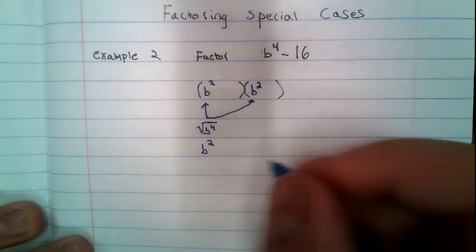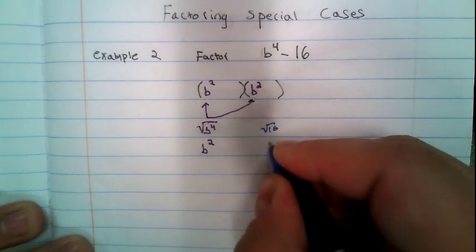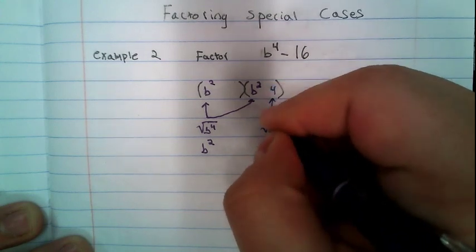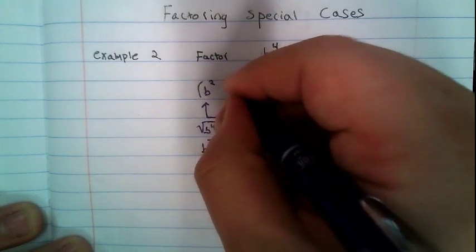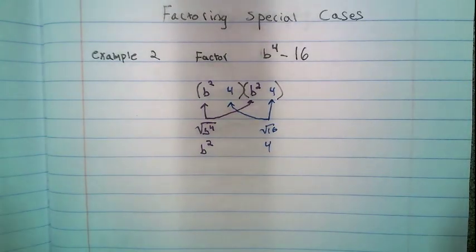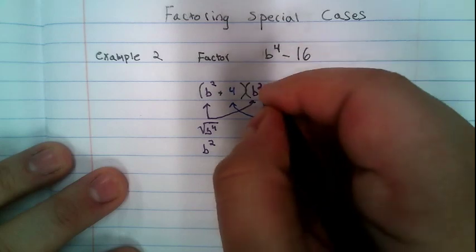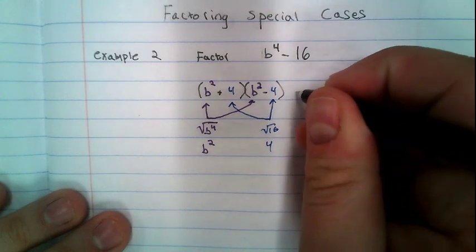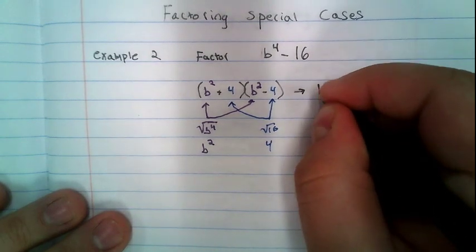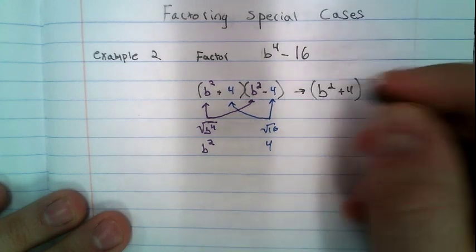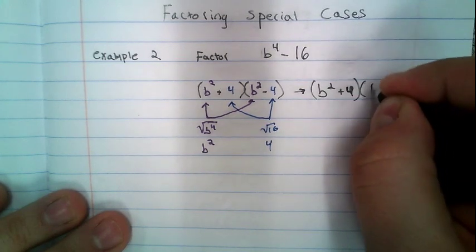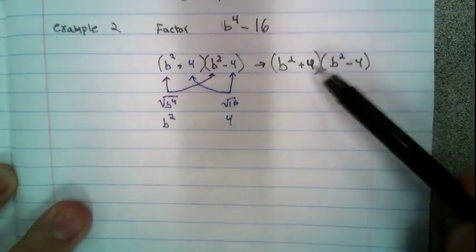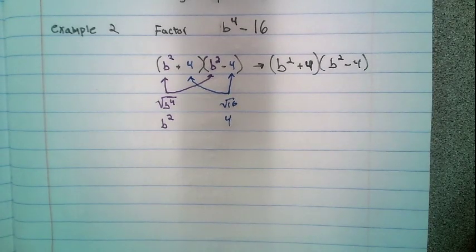Now I take the square root of the second term, which is the square root of 16, which is 4. And that goes here and here. And then one is separated by addition, one is separated by subtraction. So my answer so far would be b squared plus 4 times b squared minus 4. But take a look at what happens. I have difference of squares again.